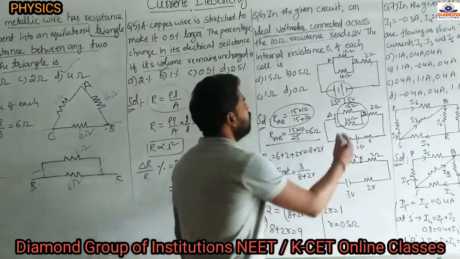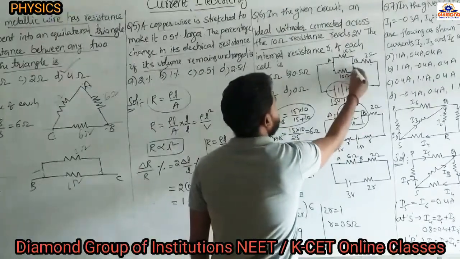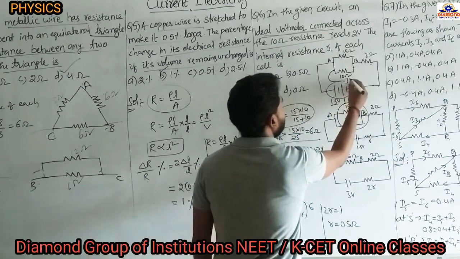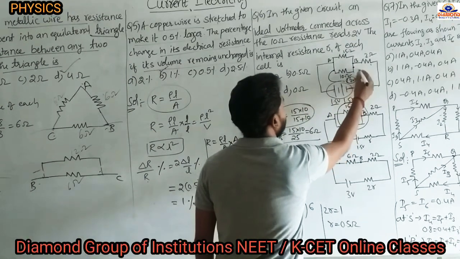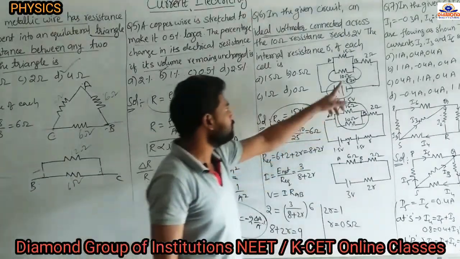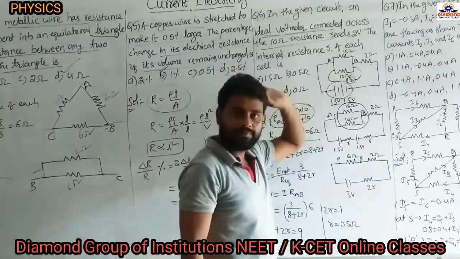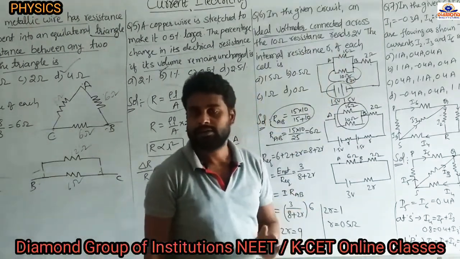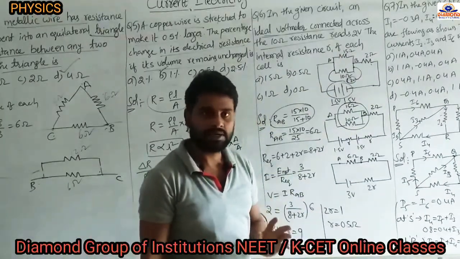Now the voltmeter is connected across the 10 ohm resistance, and that is giving the 2 volt reading. That means these two resistors are connected in parallel. If resistors are connected in parallel, the potential difference across the resistors is constant.